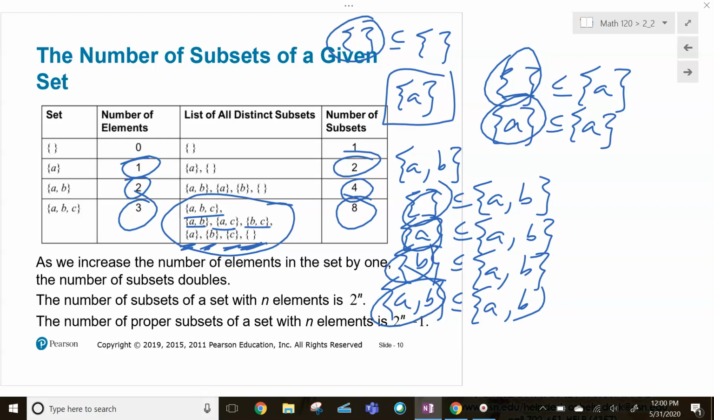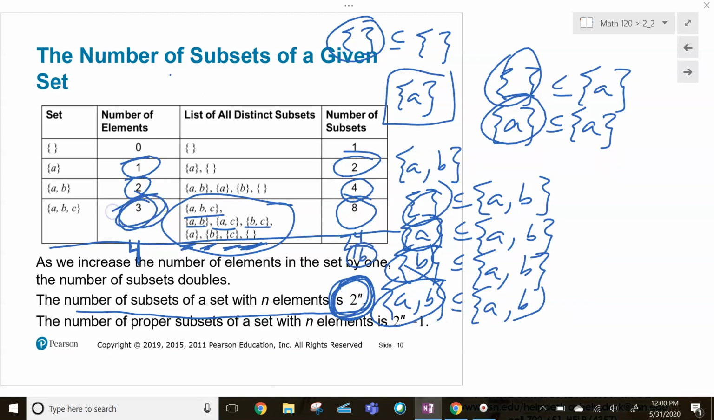So the pattern is, if I know the number of elements, so let's go with 4. If I have 4 elements, I'm not going to write them all out. It'll take a while, but the number of subsets would be 2 to the 4th. In other words, 16. That'd be 16 subsets, right?